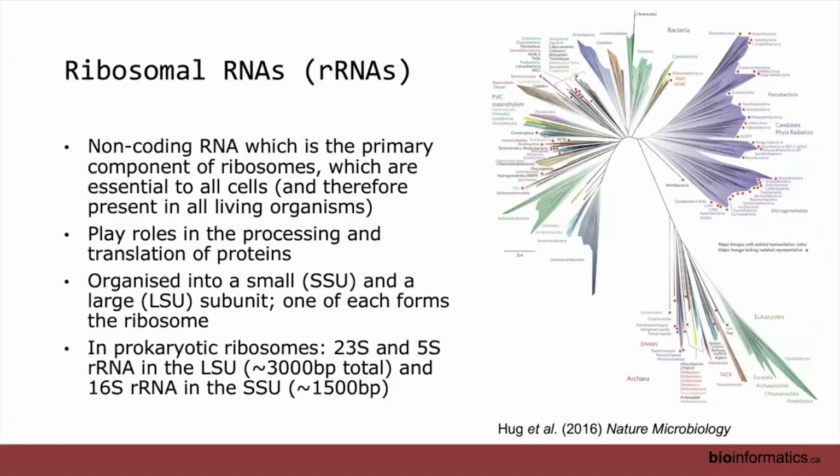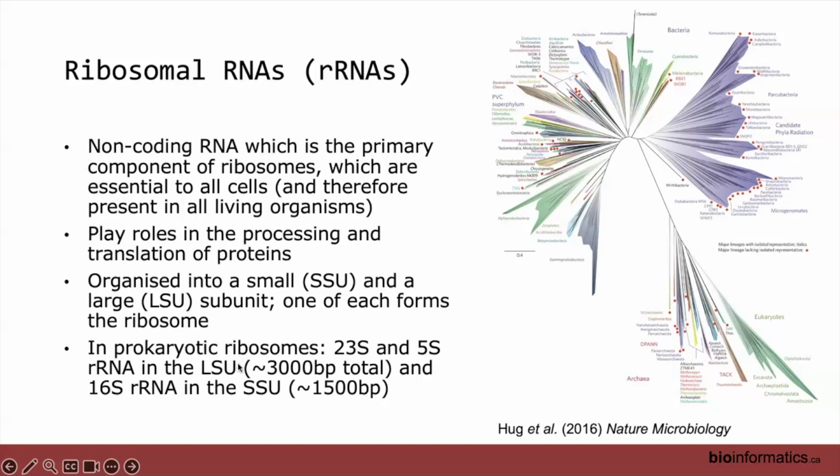And so this brings us into ribosomal RNAs. I imagine most of you know about ribosomal RNAs, but just as a recap for anyone that doesn't, these are non-coding RNA, which are the primary component of ribosomes within cells, and they're essential to all cells and therefore present in all living organisms. They play roles in the processing and translation of proteins, and they're organized into a small and a large subunit, usually called the SSU, small subunit, and LSU, large subunit, and one of each forms the ribosome.